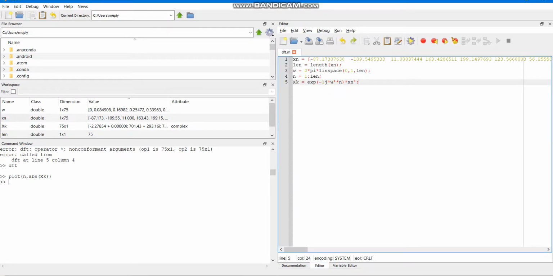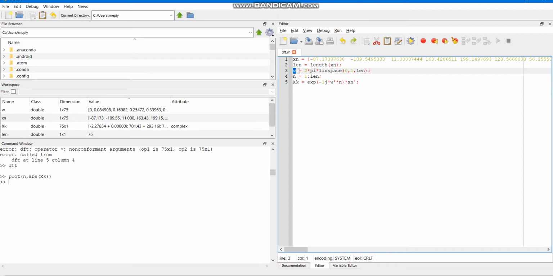I'm using Octave to find the discrete time Fourier transform for the same input of length 75. Here xn is the input, and len is the length of x of n. Now I'm creating another matrix, and these are basically the values of 2 pi into linspace. Linspace will create all the values from 0 to 1, and the total number of values will be the length, that is 75. 75 equally spaced values between 0 and 1 will be created by the linspace function.